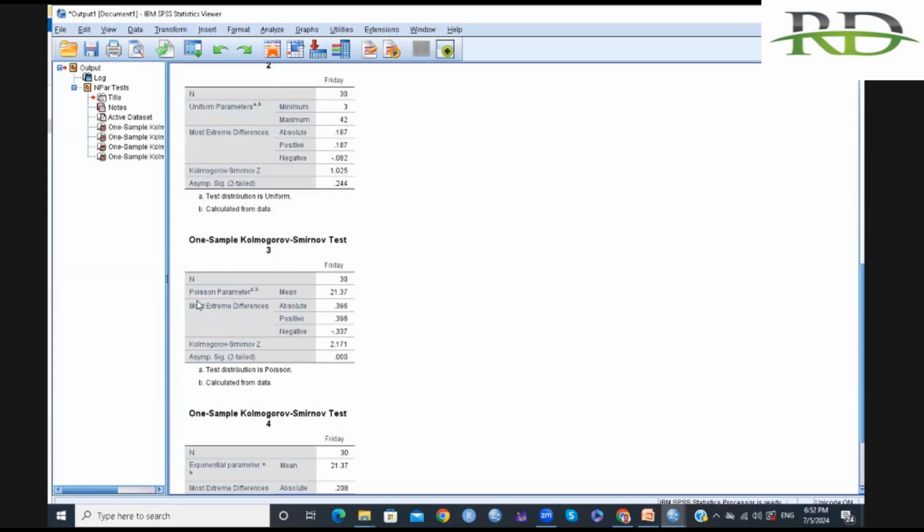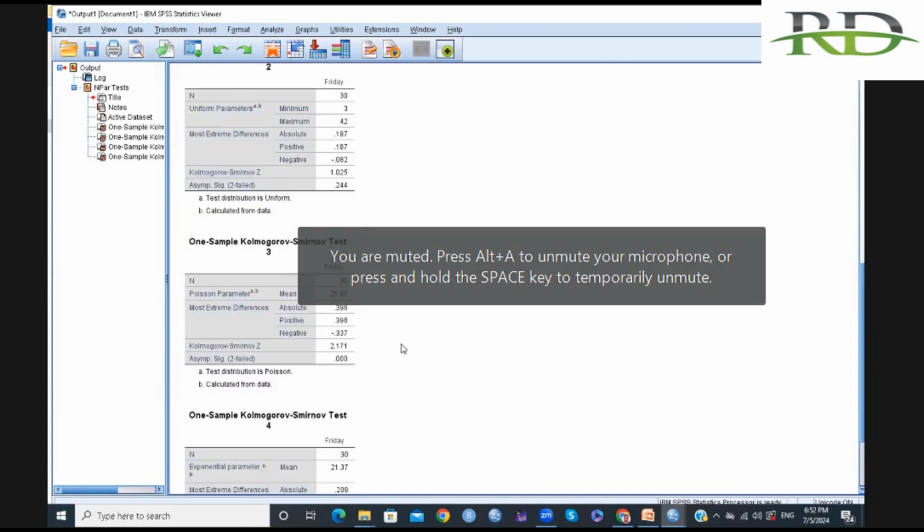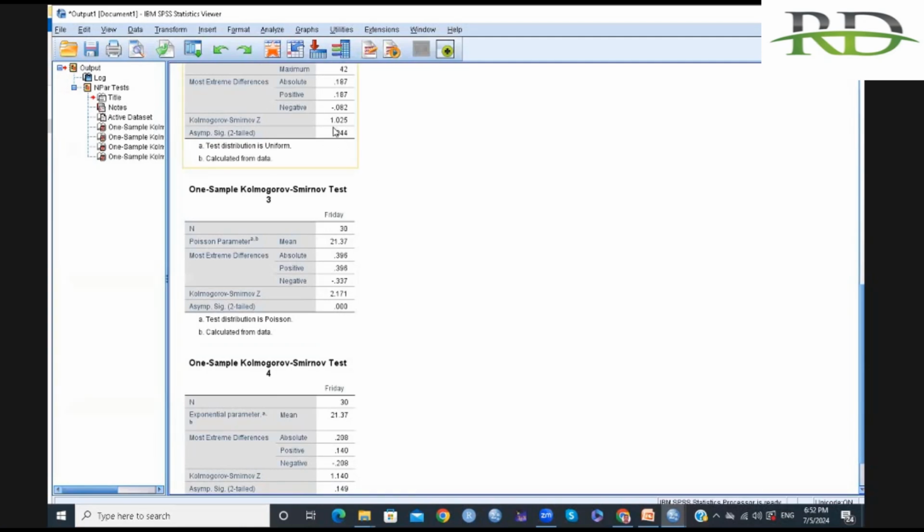And it is not Poisson distribution because it is highly significant. Now come to this one, last one, but it is also following exponential. So exponential and uniform. So this is a confusion type, but you can see here that this p value is more than that one. You can say it is more close to the uniform distribution.